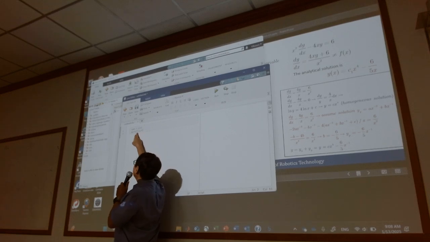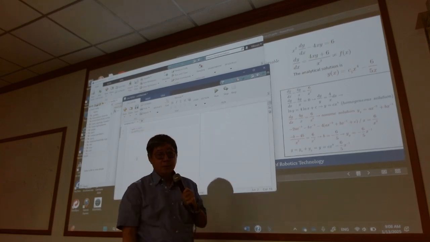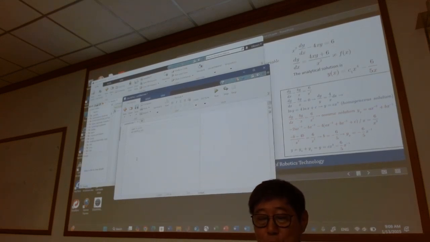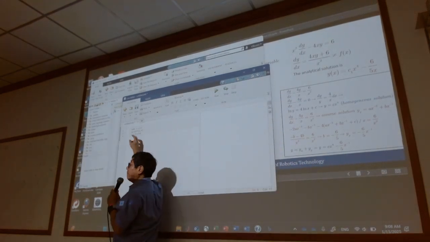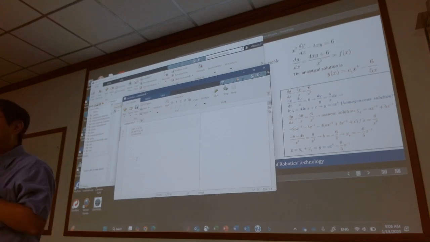You can say diff y only, that's okay, also possible because you already assigned this one. Okay? You have this one. So now I want to find the solution. These all come from the differential solver by using symbolic. The dsolve is a MATLAB function to solve differential equations in symbolic math.